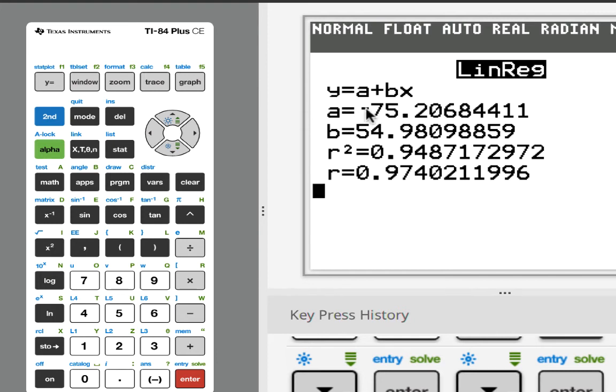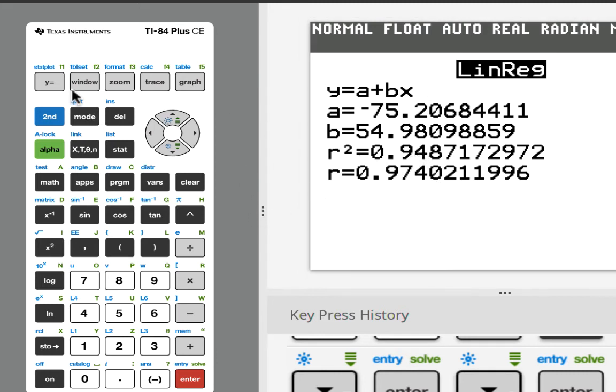So our answer is A is minus 75.206 and B is 54.98. And keep this one handy, R and R squared, because we'll be using this later on too. We also have to get R. R is 0.974. For some of you, if you find that you're not getting the answers, you need to have the diagnostic on. I will show you how to get the diagnostic on also over here. So let me show you that.